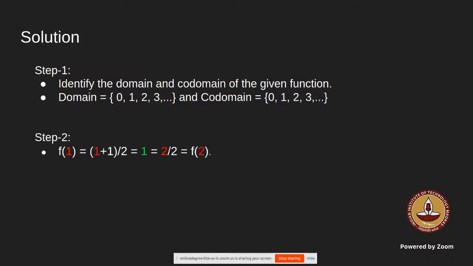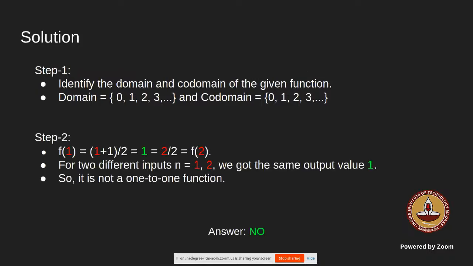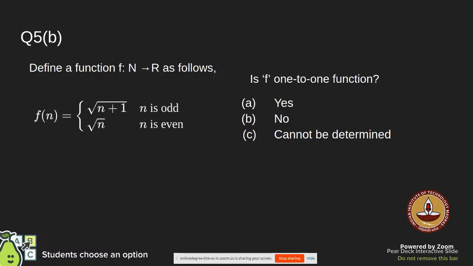So this is what is written here. I am skipping it. Another function, from natural numbers to real numbers. When n is odd, the function gives root of n plus 1. When n is even, then it is root of n.